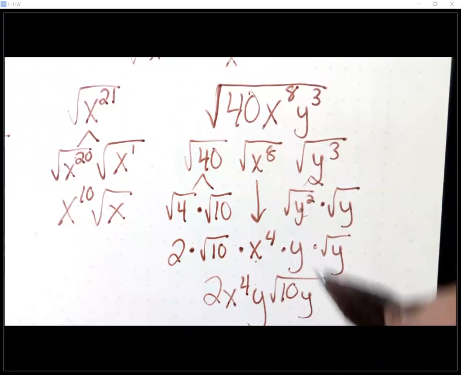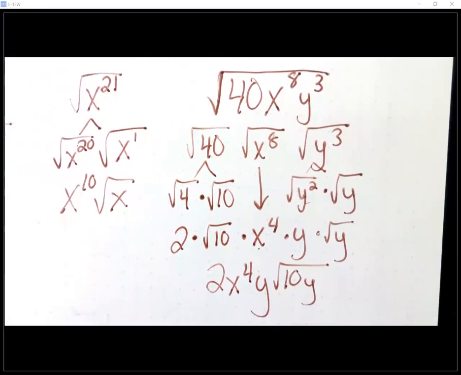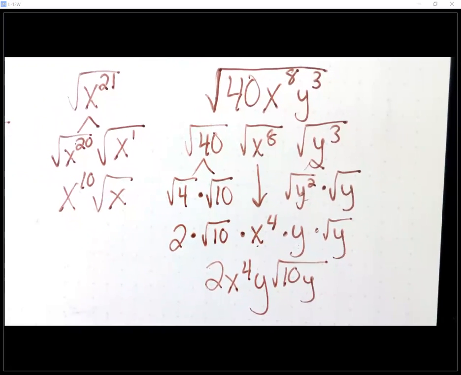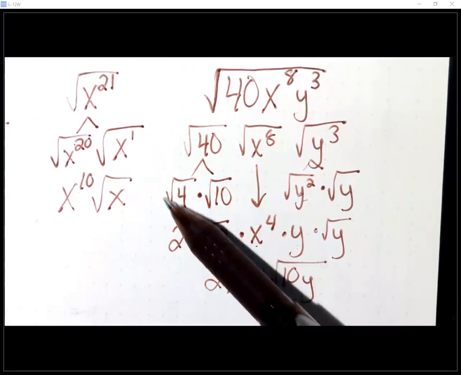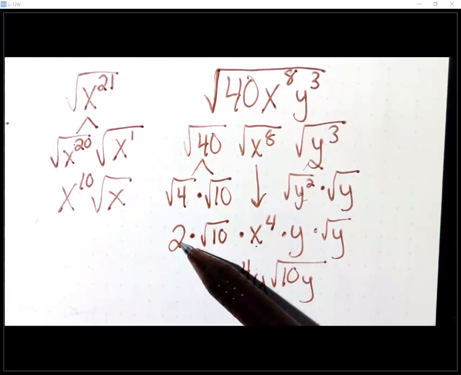Is that what you had? I did 4x to the 4th y squared radical 10. I think you have to take the square root of that, right? So that 4 will turn into a 2, and the square root of y squared will just be y.